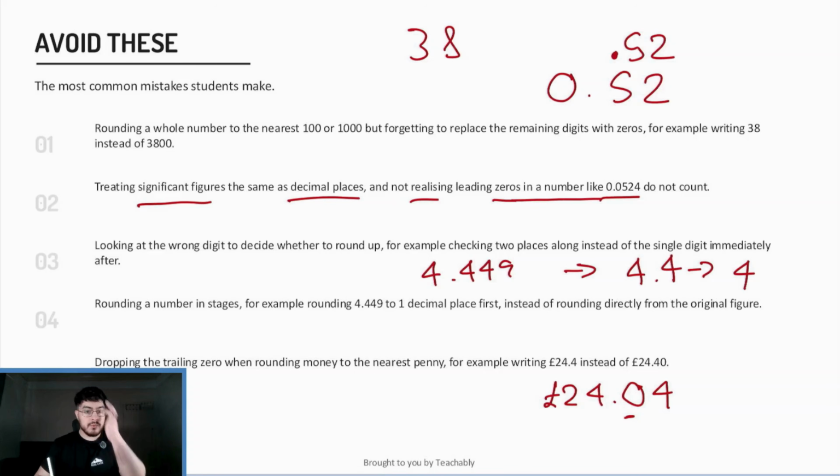Okay? So remember, with money problems, you always are going to be expected to round to 2 decimal places because that's how our money system works. It's always going to be your pounds and then decimal point and then however many pennies you have. Okay? Always 2 decimal places for pennies.